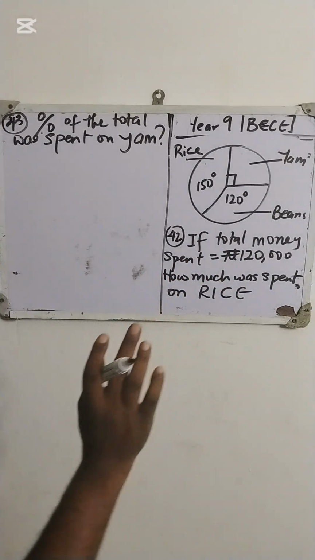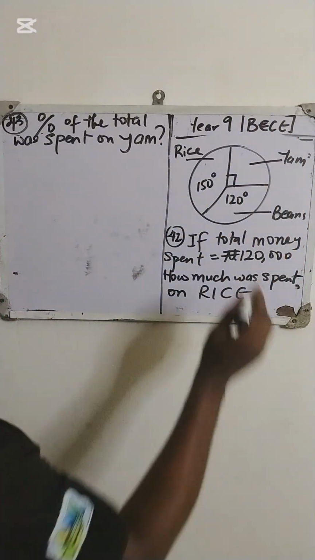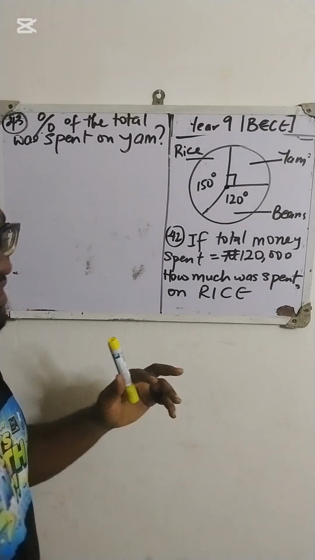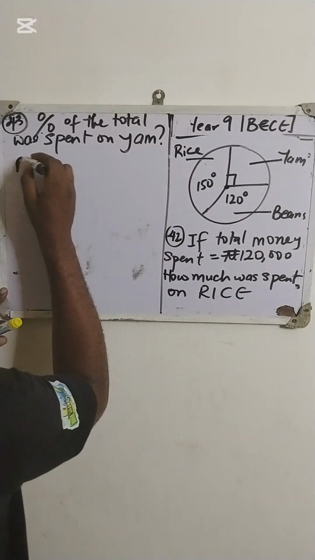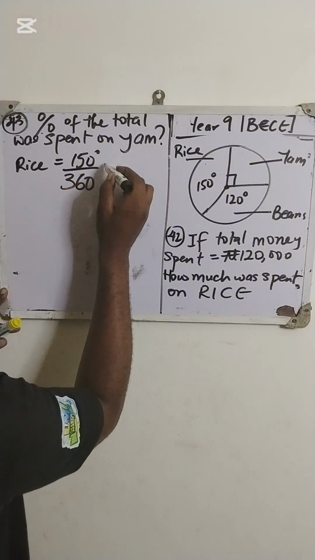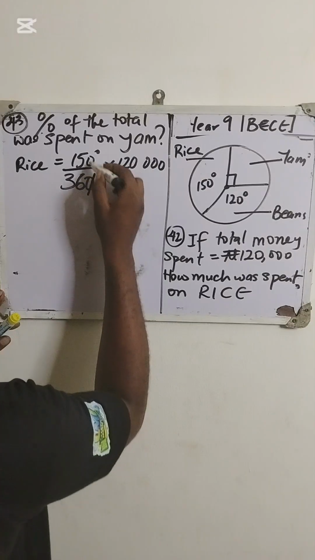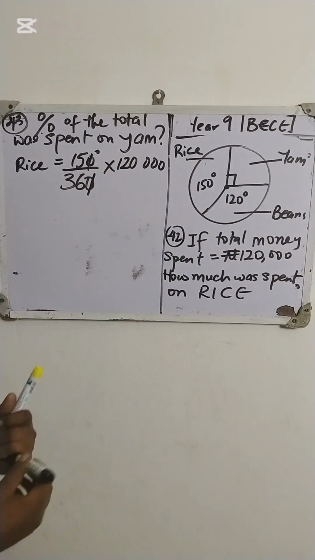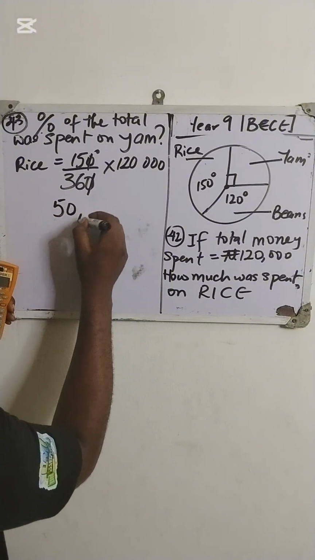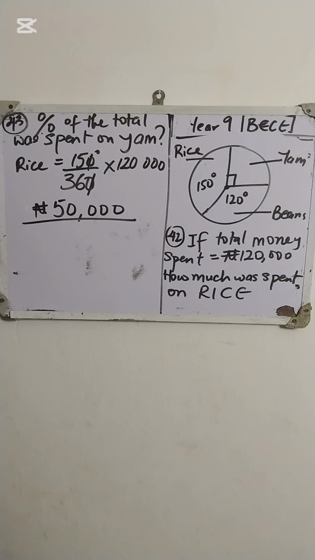150 degrees. Now, if we have an angle for rice, that is all we need, because the whole angles here must sum up to 360. So the angle for rice, rice is 150 degrees over 360 times the total money. So if we cut all this, we can use your calculator. You can just go through. So 50,000 naira was spent on rice.